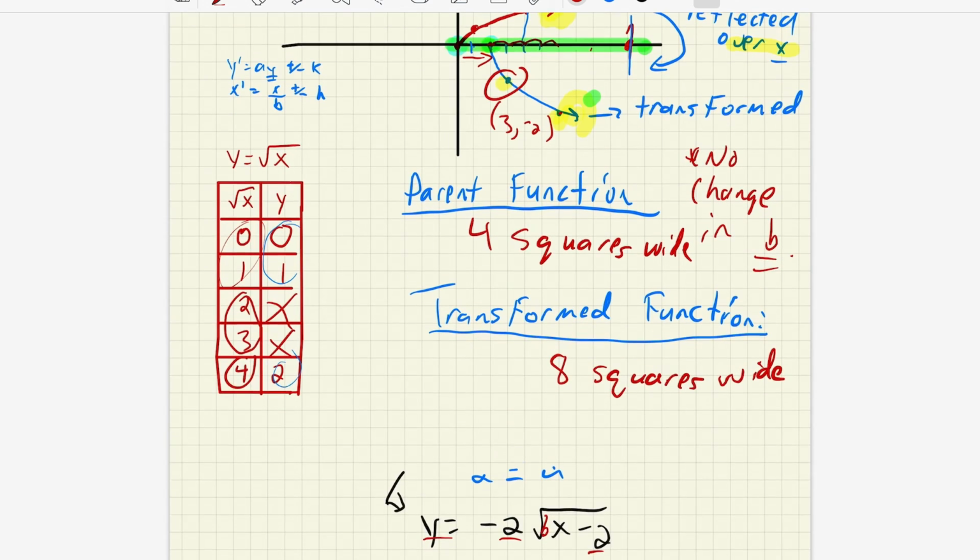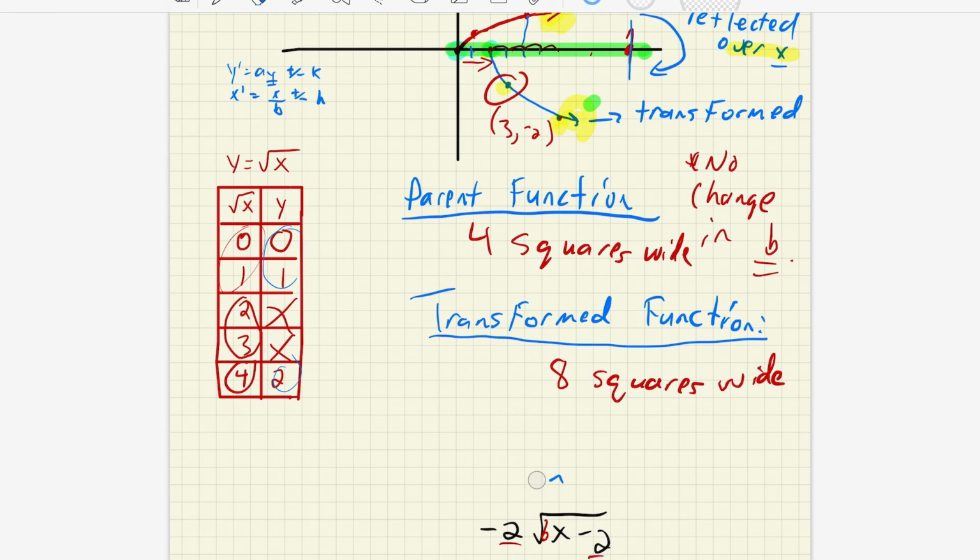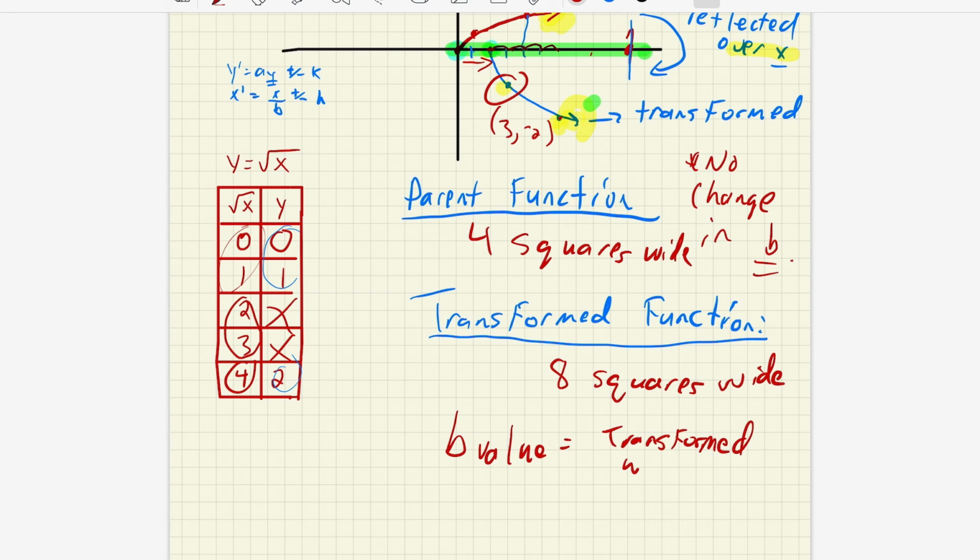And to get your b value, you go like this, and we're going to erase this old work here. The b value would just be the transformed width divided by the parent width. Okay. So in this case that would be 8 divided by 4, which means that the b value would have a value of 2.